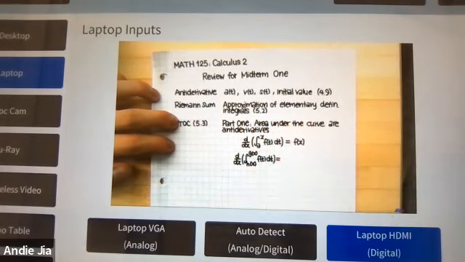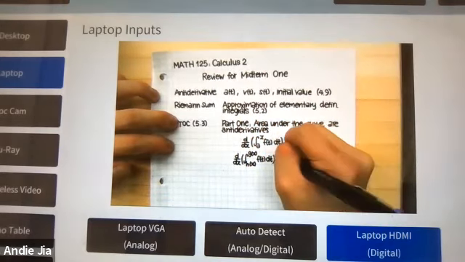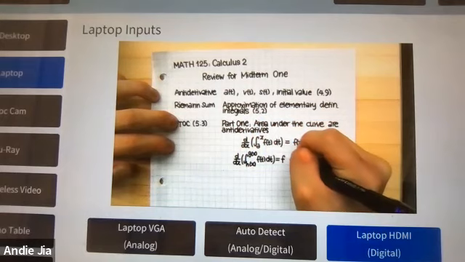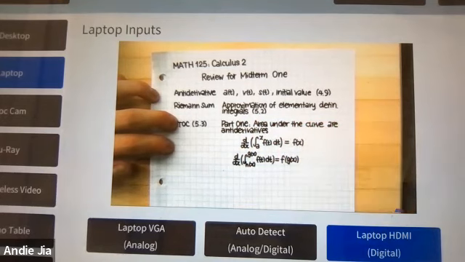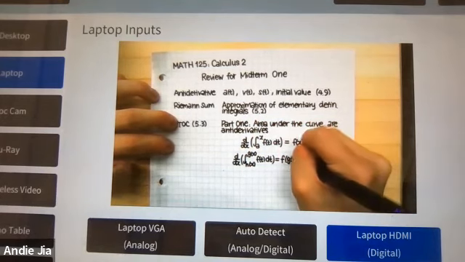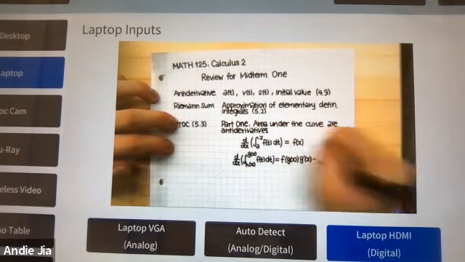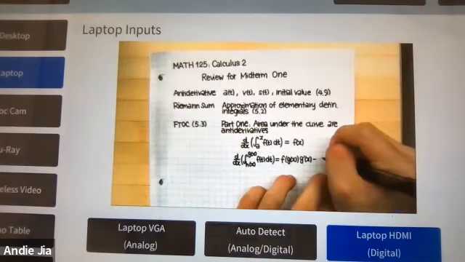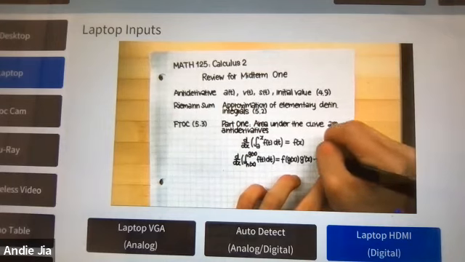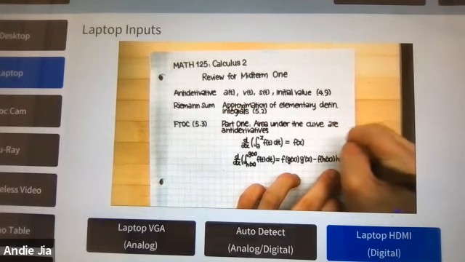is equal to, by the chain rule, f of g(x) times g'(x) minus f of h(x) times h'(x).